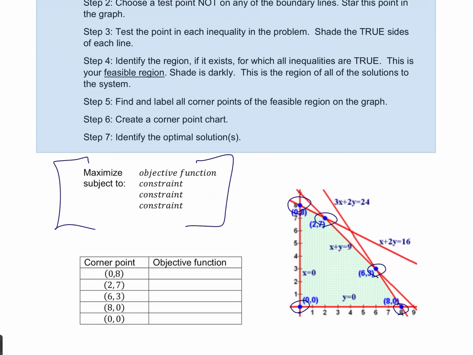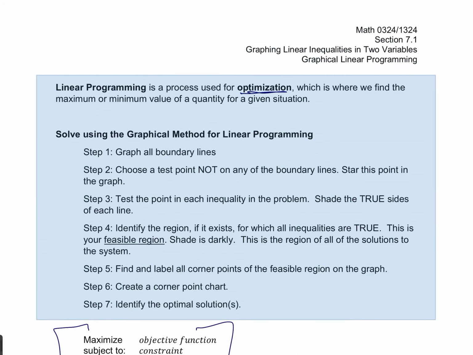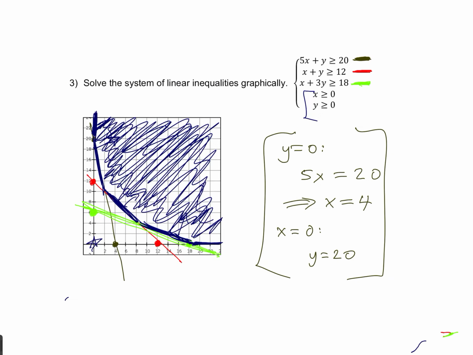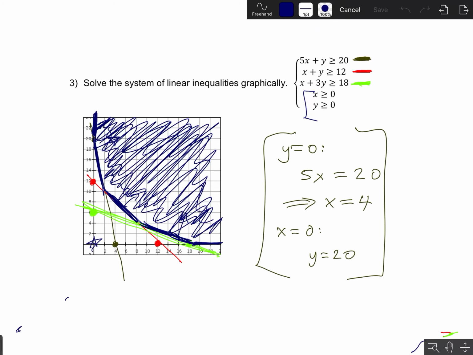Now, the thing that I just said is technically only true whenever you have a bounded region like this, so some region that has finite area. In the solution set that we saw up here, this region would have infinite area. And what happens in this context is that either the optimal value for your objective function happens at one of the corners, or it does not exist.